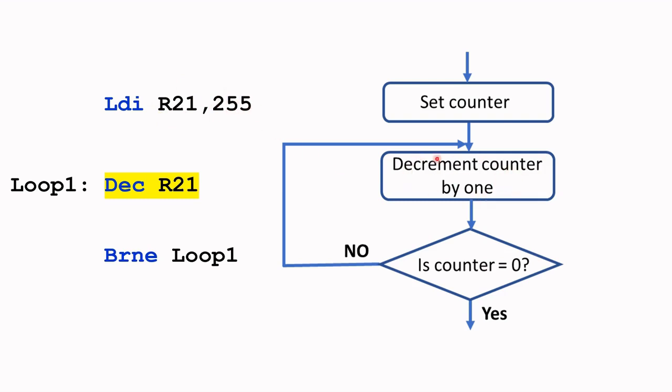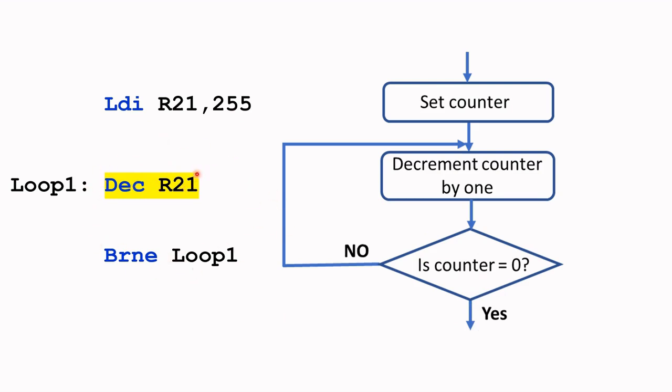So we go back to this flow chart here. We decrement the counter by 1, I mean, subtract 1 from it. And then ask the question, is the contents of the counter 0? If it's not 0, go back and subtract or decrement the counter by 1 again. Now this will go on for a little while until the contents of R21 is equal to 0. When that happens, the loop will end and it comes out of the loop. And basically, this is how it's been implemented.